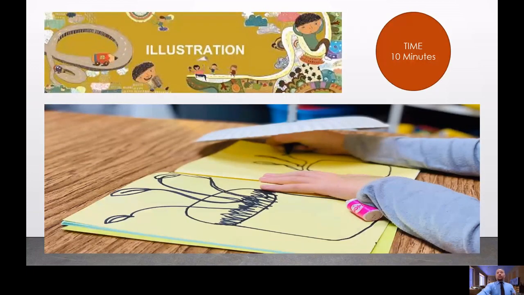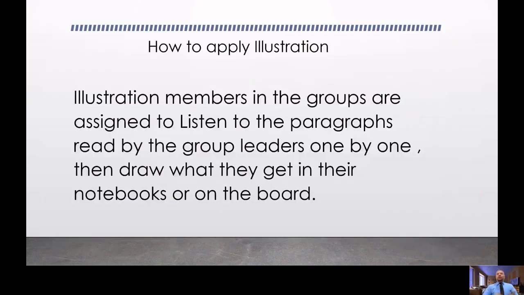Illustrators of each group will be together to illustrate, to draw the meaning of the paragraphs that they have read. And how to apply it in front of you. Illustration members in the groups are assigned to listen to the paragraphs read by the group leaders one by one, then draw what they get, what they understand in their notebooks or on the board.